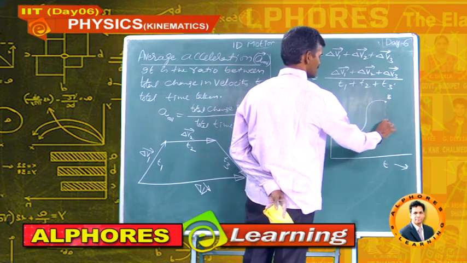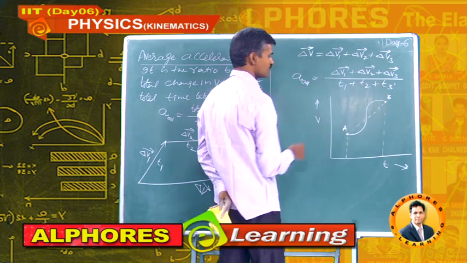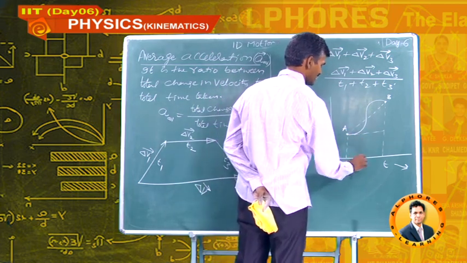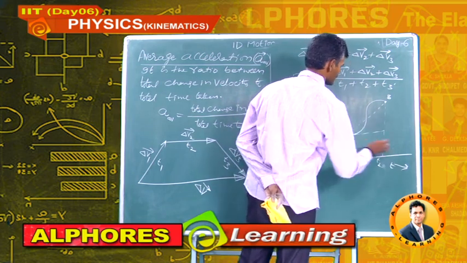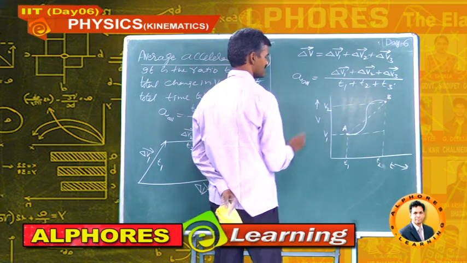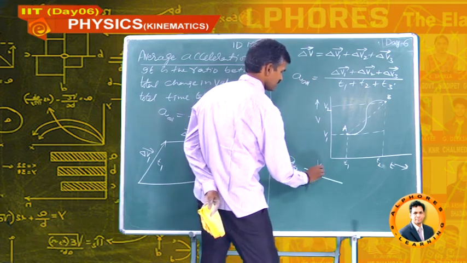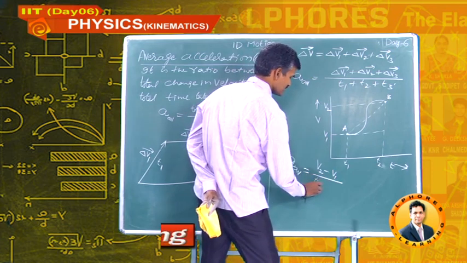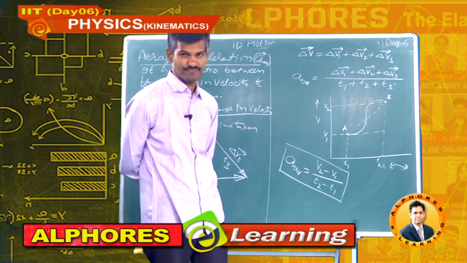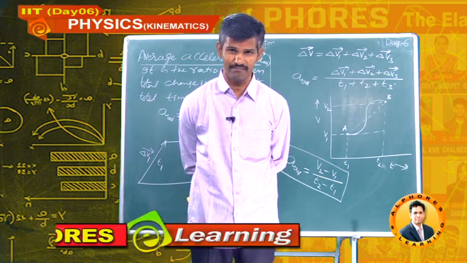So to calculate the slope of the total graph, consider the initial point and final point. Draw a straight line between those two points and calculate the slope. Suppose this is some t1 and this is t2. This is the time axis, and it corresponds to some velocity v1 and some velocity v2. Average acceleration is given by v2 minus v1 by t2 minus t1. This is the average acceleration related to the graph. So average acceleration is one important topic for the JEE Advanced exam.